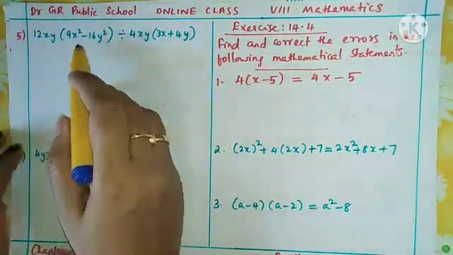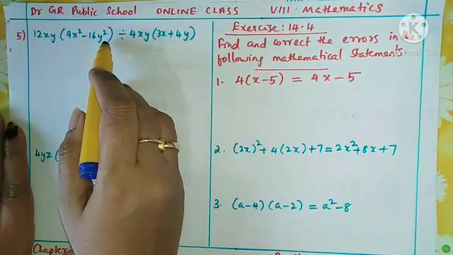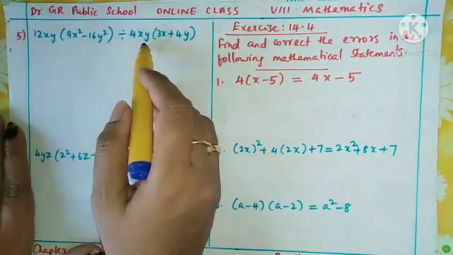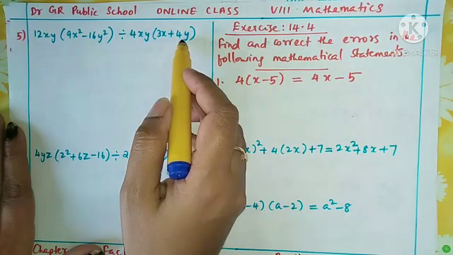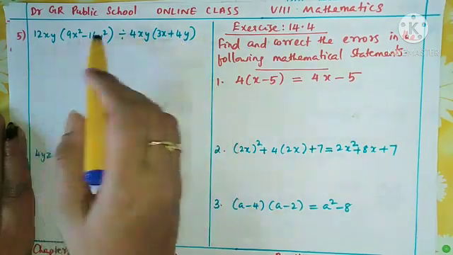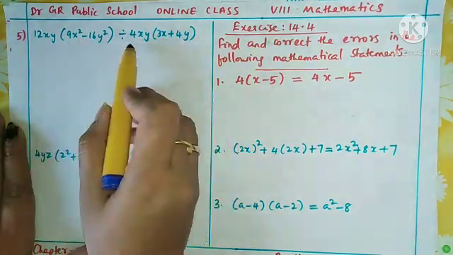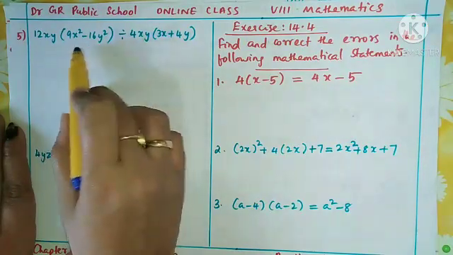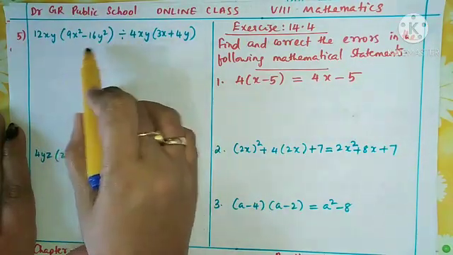12xy into 9x square minus 16y square divided by 4xy into 3x plus 4y. Okay. So first we are here also we want to split the given algebraic expression into the simplest form.